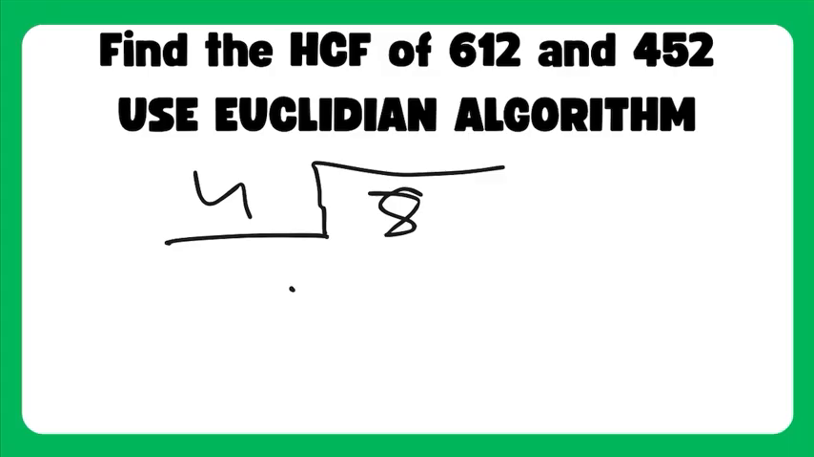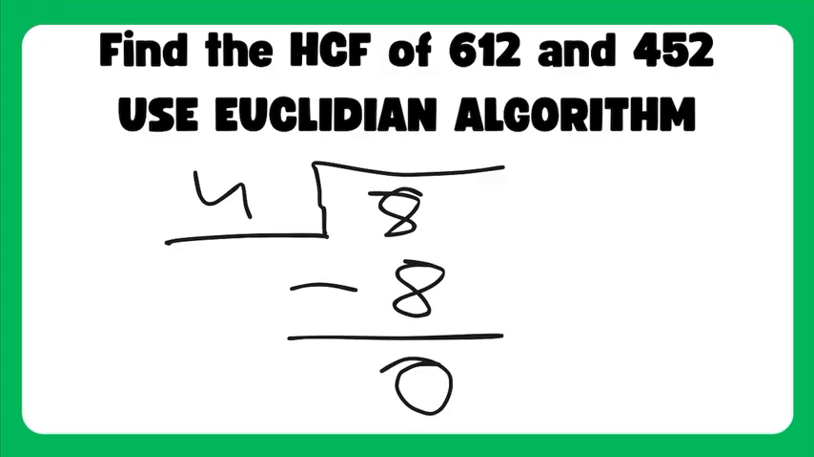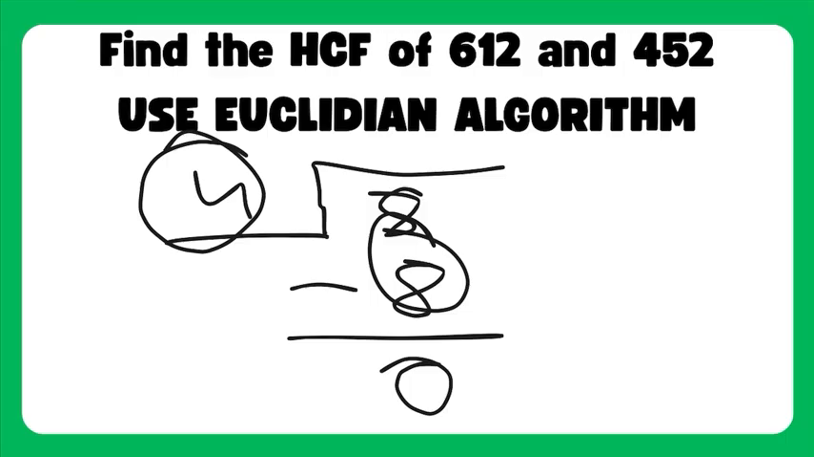And now this is the final step. From this you can subtract the full 8 and get an answer of 0. So what is the answer? Where is this HCF? Is it 8? No, it's this number 4 right here. The last number that comes up here is the answer. So 4 is our final answer.